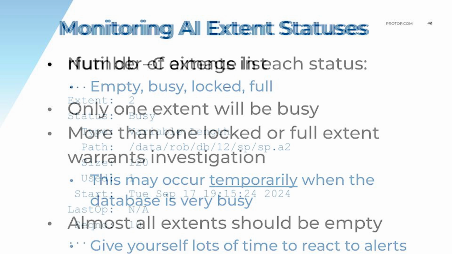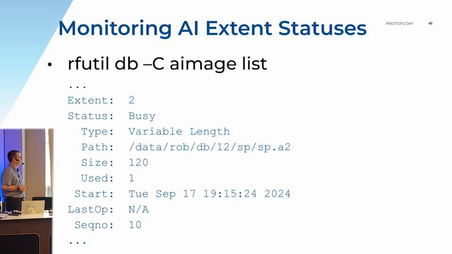Right. So at the command line, you can do an rfutil image list, and it'll give you a stanza like this for every extent. So this is the information about one extent. So we see here the line that says status busy. That's what you want to look for. And so if you have 16 extents, you'll see 16 stanzas like this, and check each of the status. So you could do this command pipe grep status, and then you'll see all of the statuses that way.